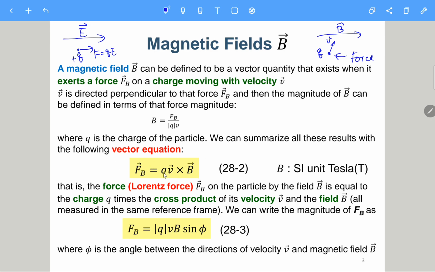So this is the vector form, and if you write it in the scalar form, the cross product is the magnitude of V times the magnitude of B, VB times sine phi, which is the angle between V and B. So I suppose you should have known it. So this is the magnetic field and the Lorentz force.